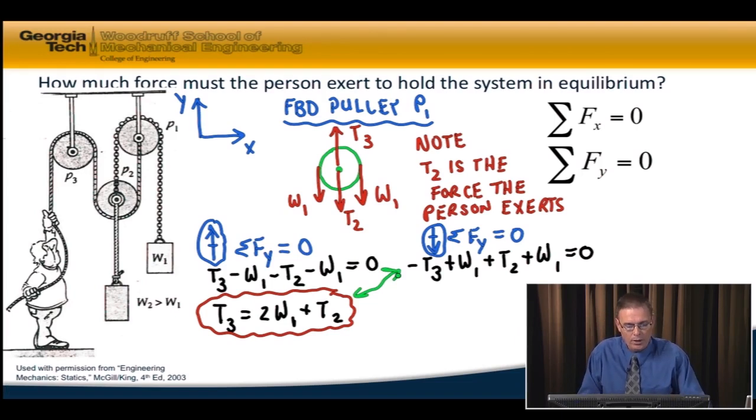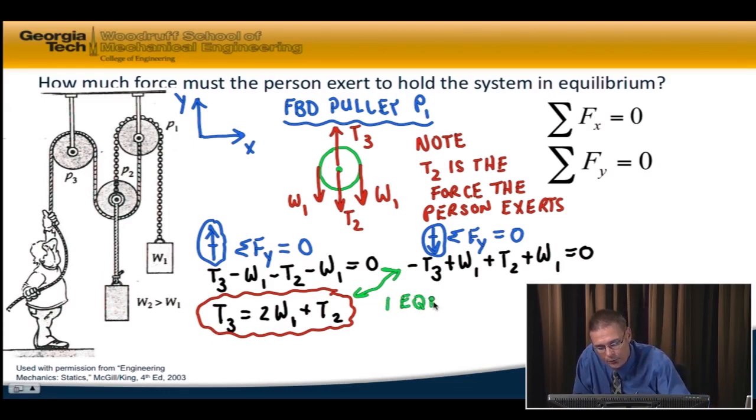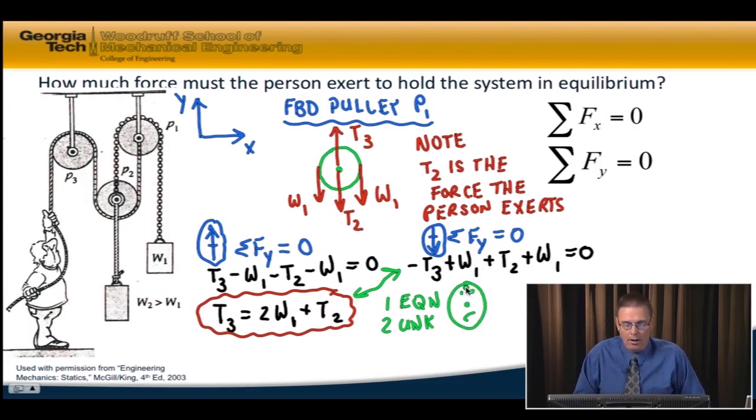Okay, with the equation that results, we have a problem. How many equations do we have? Well, we have one equation. Let's count the number of unknowns. We know W1, the weight given in the problem. But we don't know tension T2, which is what we want to find. That's the force the person exerts. And we don't know tension T3. So we have one equation, two unknowns, and so we have an unhappy face. What do we do next? You may want to think about this for a second and then come back.